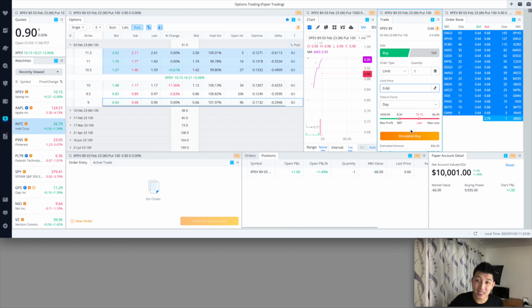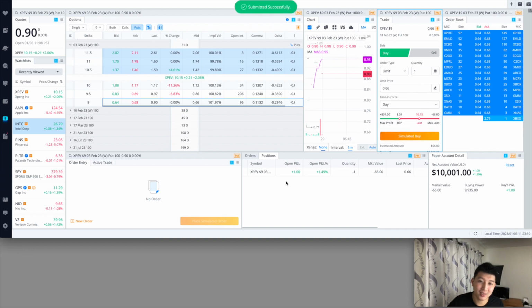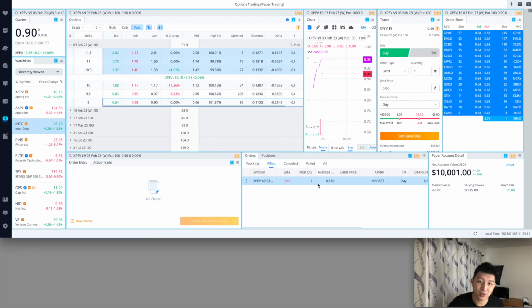In this case, it's probably not going to get assigned. I have a huge feeling that it's just going to stay a working order. But if it does get filled, then in your actual account, or in this paper trading account, you're going to realize your dollar. So your $1 is going to be realized. Right now I know it's not going to get filled, so it is what it is. It's going to be working right over here, limit 0.66.